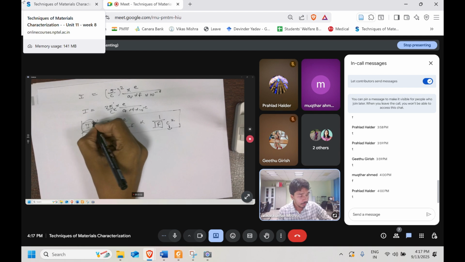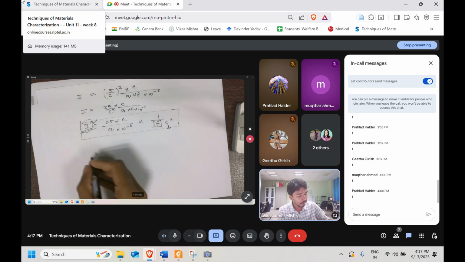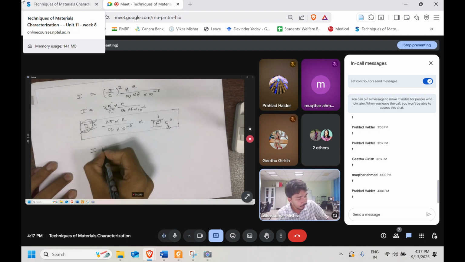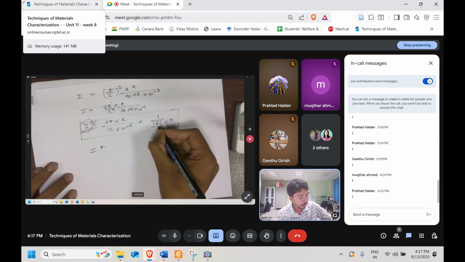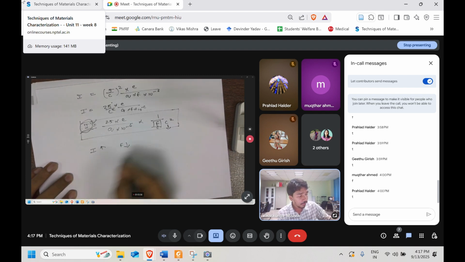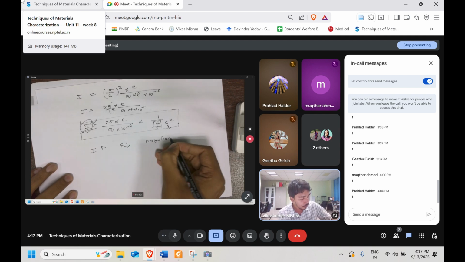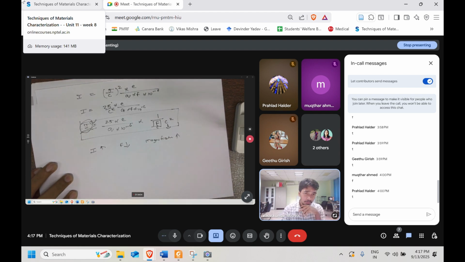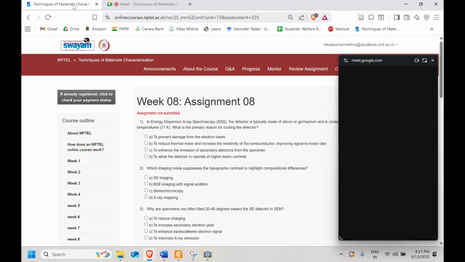I is the probe current. C is the contrast. So if I'm increasing the probe current, that is, I'm increasing the probe diameter, and I want to keep the contrast the same, in that case I have to decrease the f. It means that I have to increase the magnification. Magnification should be increased. Let's see what example the professor has taken. I will also go ahead with a similar example.